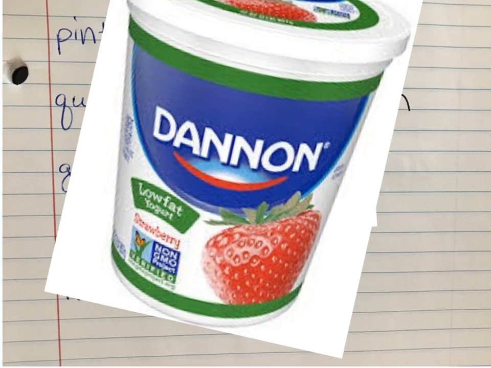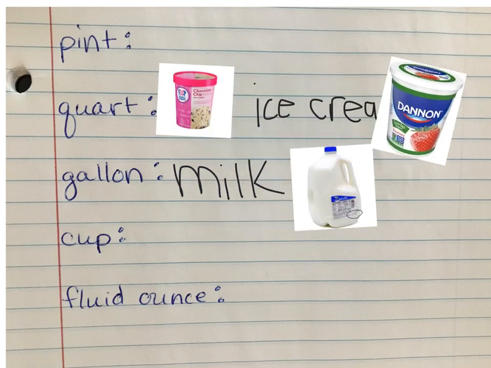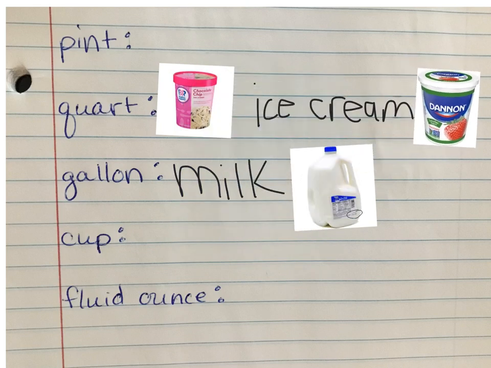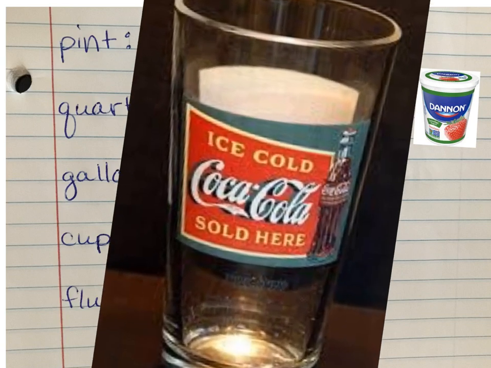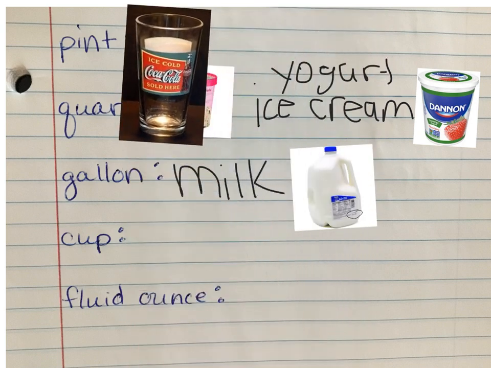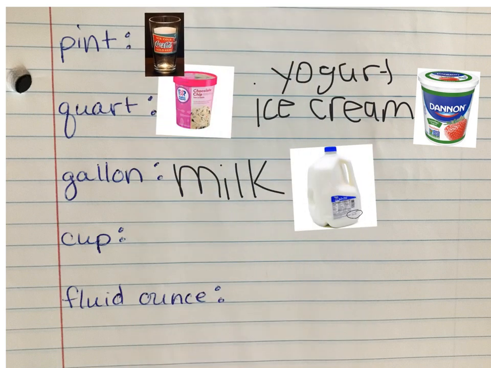Ooh. All right. Let's get that smaller. All right. Like I said, since you don't have the pictures, you're going to write yogurt. Yogurt comes in a quart size. Then next one that's a little bit smaller than a quart, because there are 2 of these per quart. This would be like your typical soda that you have at McDonald's, would be about a pint. A pint is 16 ounces.